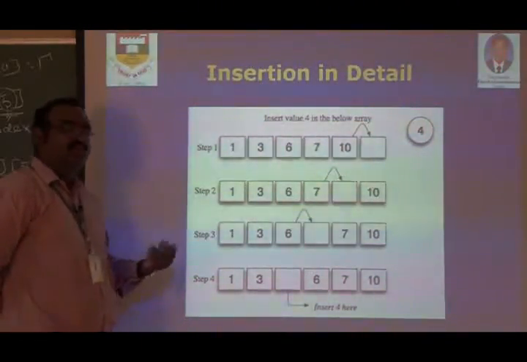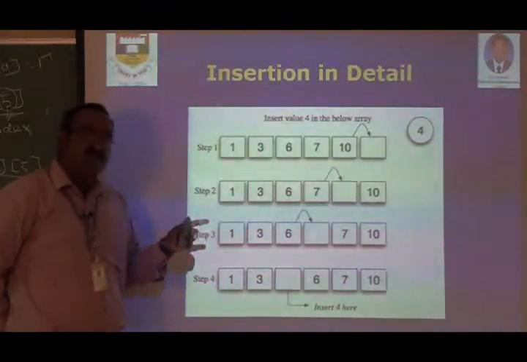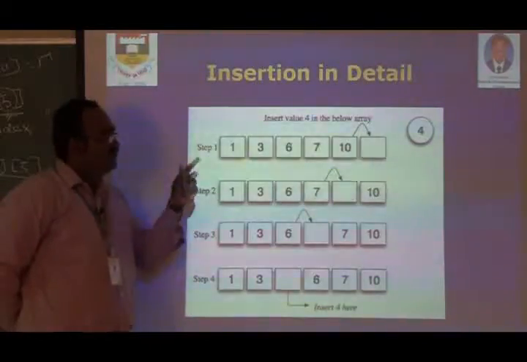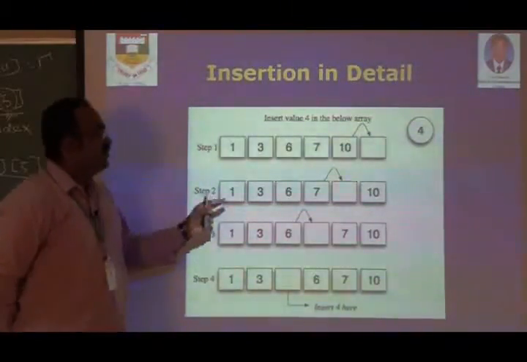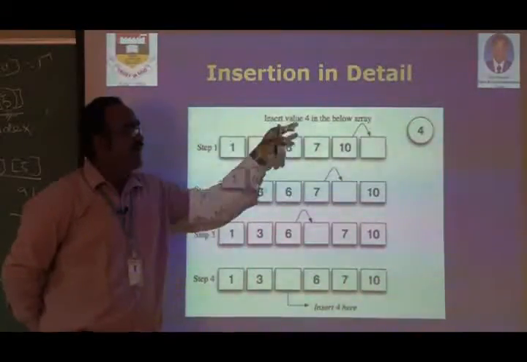Then, since it is an ordered list, we check the value 4 against 1. 4 is higher than 1, and comparing 3 and 4, 4 is higher than 3. Then 6 and 4: 4 is less than 6. So we have to insert 4 at the third position.